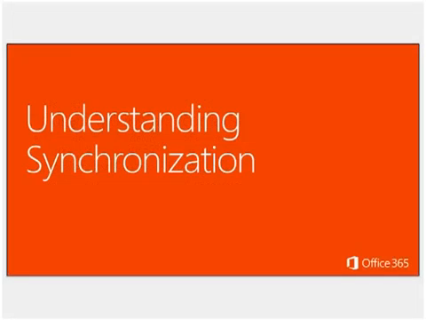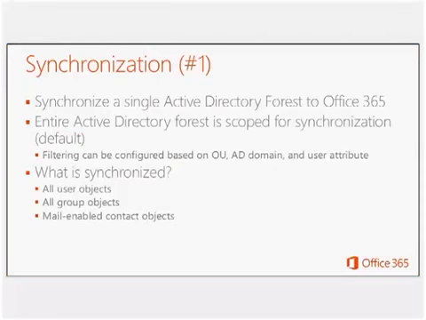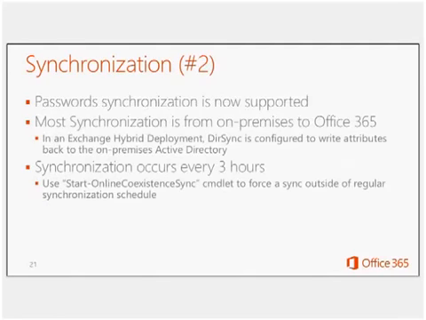So, understanding what happens during synchronization. Synchronization scenario number one: synchronize a single AD forest to Office 365. The entire AD forest is scoped for synchronization, which is the default. You can filter it based on OU, AD domain, and user attribute, but the default is literally everything, and it's all user objects, all group objects, and mail-enabled contact objects. So that is synchronization scenario number one.